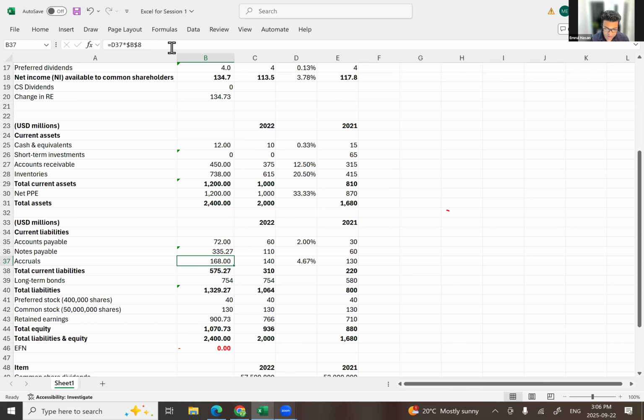That's zero, right? No funding needed. So if you need funding, it comes from notes payable. And what if total assets are less than total liabilities? That means you have excess money, and it should go to short-term investment. You're just investing in some short-term mutual funds, or whatever your company's cash management or portfolio policy is.